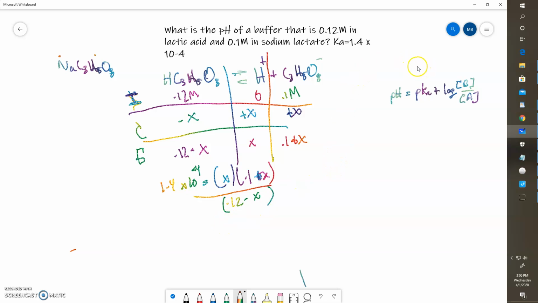So luckily for us, we have what's called the Henderson-Hasselbalch equation, which is the pH of a buffer will equal pKa plus the log of the concentration of the base divided by the concentration of the acid. To get the pH, you get the pKa, which, remember, lowercase p means the negative log of that Ka. So I'm going to take the negative log of 1.4 times 10 to the minus 4, and I end up with 3.85.